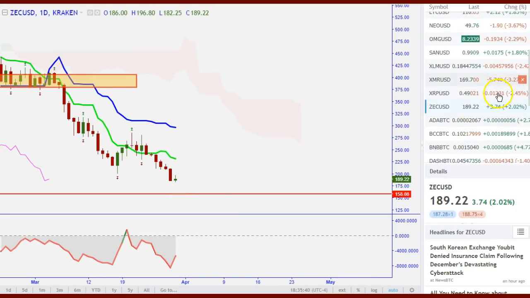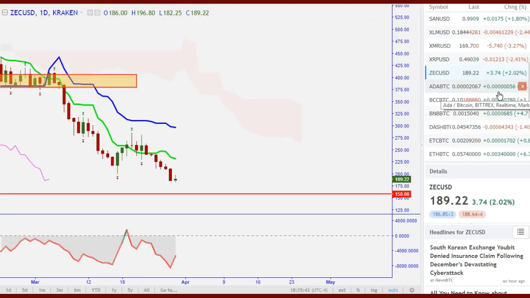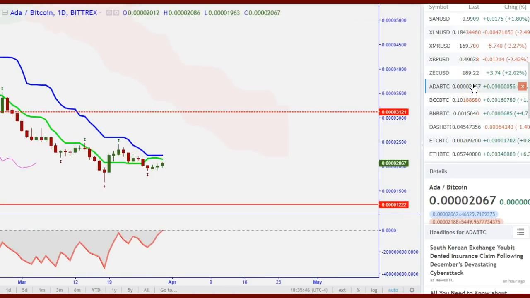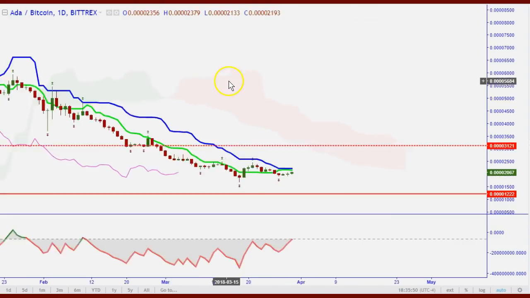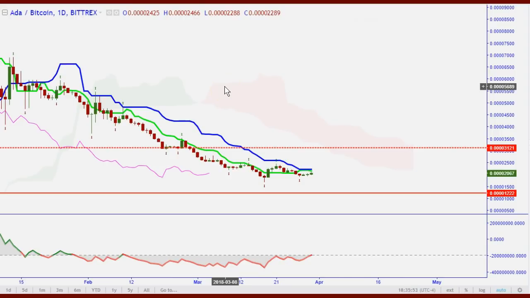So that's the last of the US dollar pairs. We're going to go to the BTC pairs now. So it's going to be ADA BTC. All right, so we're looking at that. You do have some divergence here, as you see.